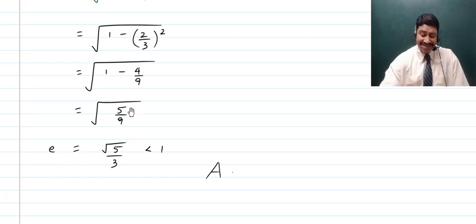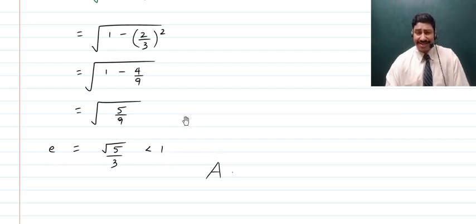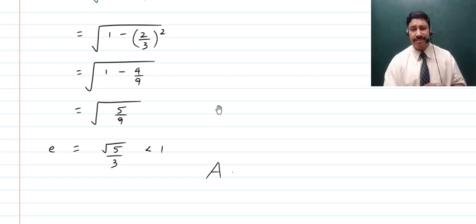And you can say that this is less than 1, because 5 upon 9 is a proper fraction, and a proper fraction always has its value less than 1, right? And when you take out the square root, then too its value will be less than 1. As such, the eccentricity e is actually less than 1, which shows that this actually is an ellipse. Is everybody clear about this?